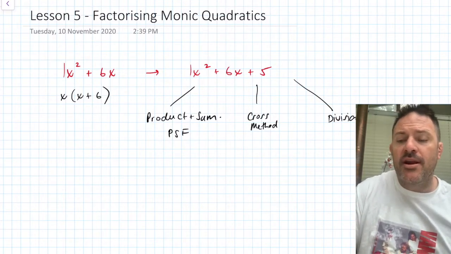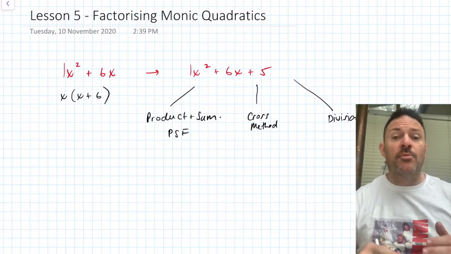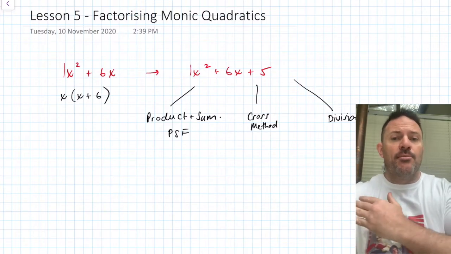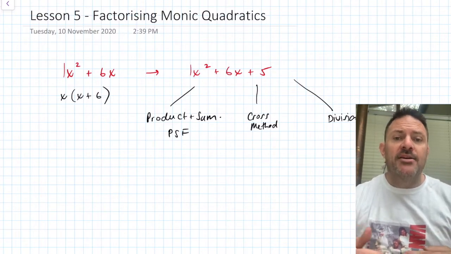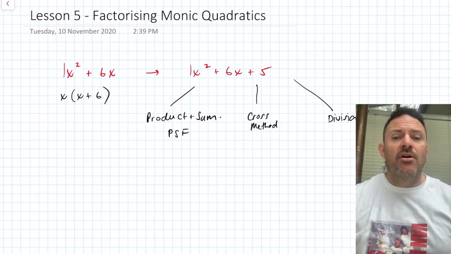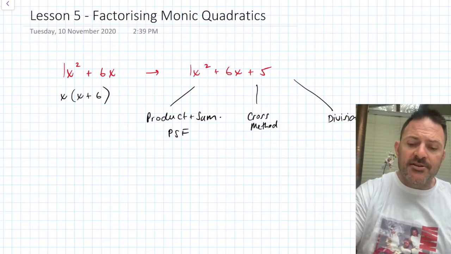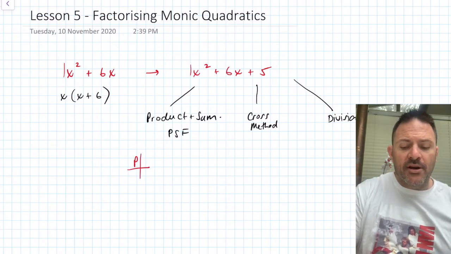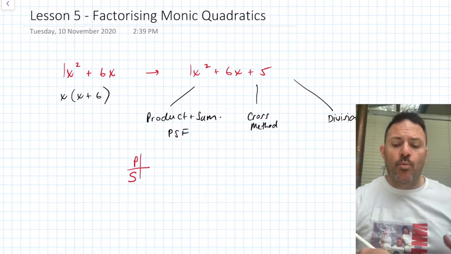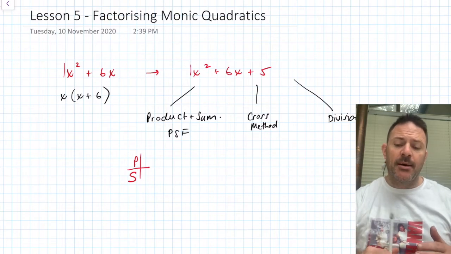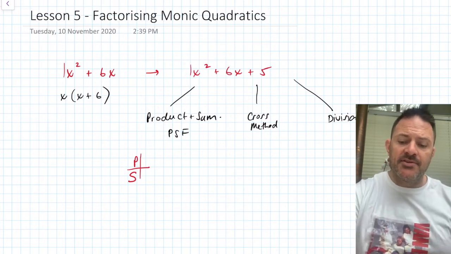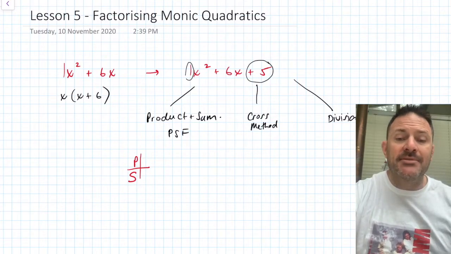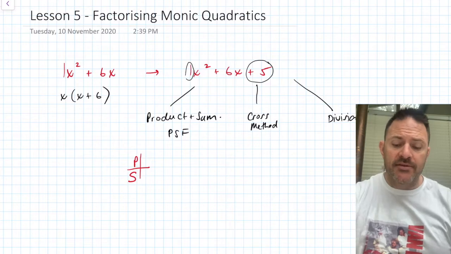Now, monic quadratics are much easier to factorize than non-monics. However, I always start by factorizing it the non-monic way, because then you can apply that to a non-monic question later on. But I'll certainly show you the easy ways to do things. So the product and sum method, or the PSF method, is where we first of all want to get some values for the product and sum. What that means is we're looking for the numbers that are timesing together. So in this case, the P comes from the first number times the last number. 1 times 5 is 5.